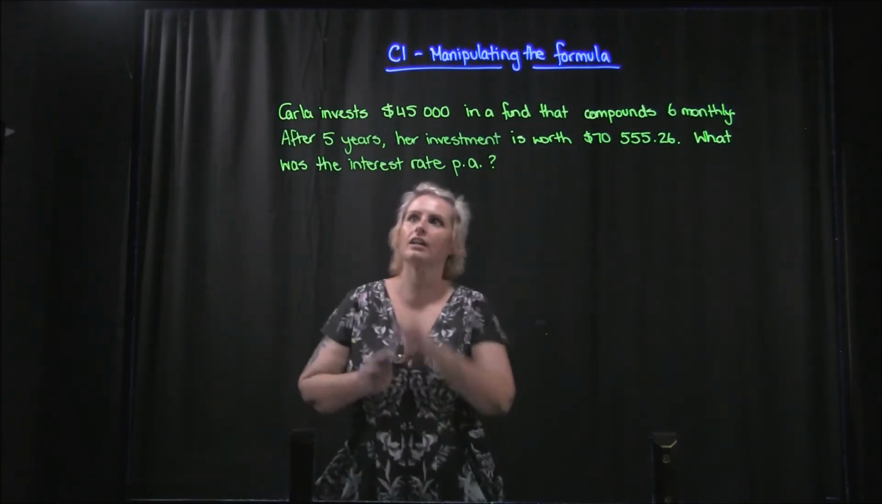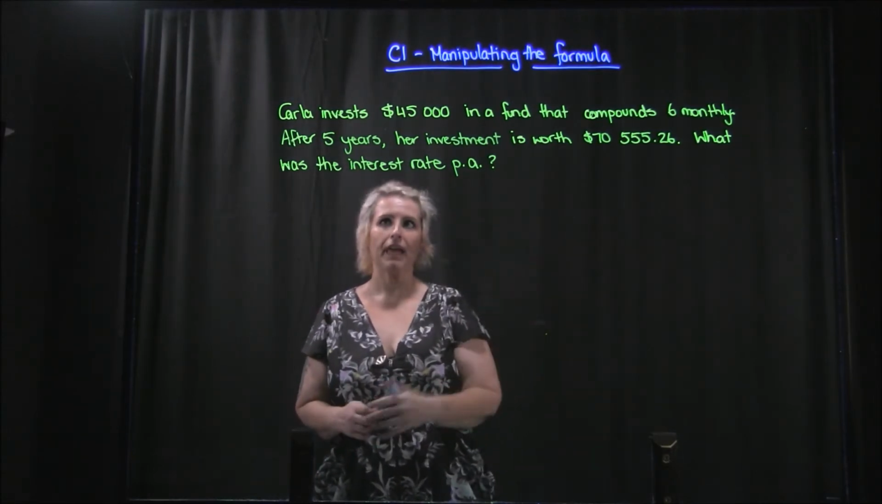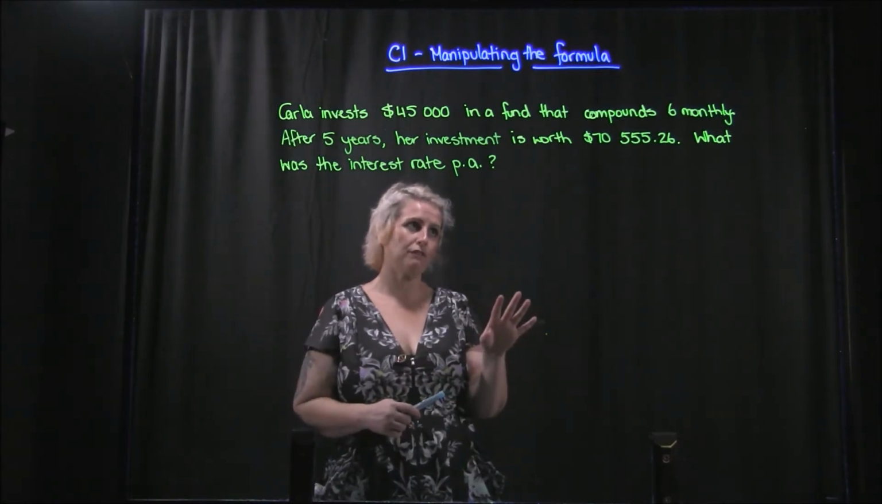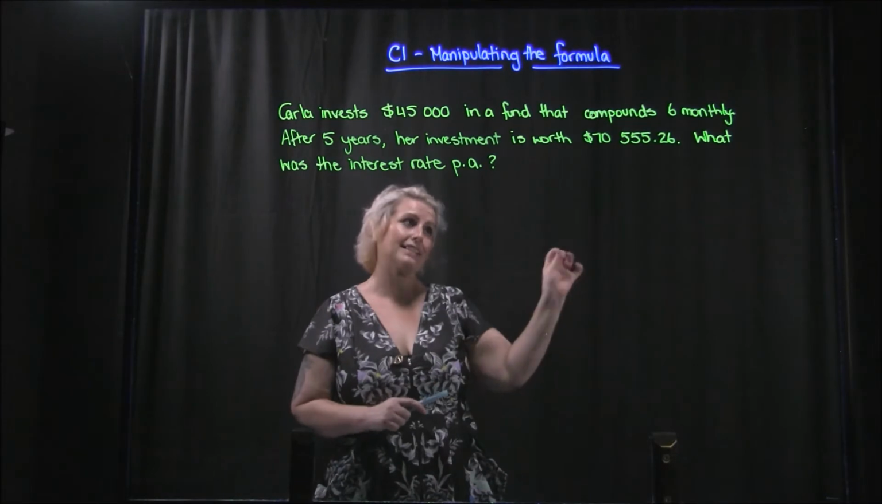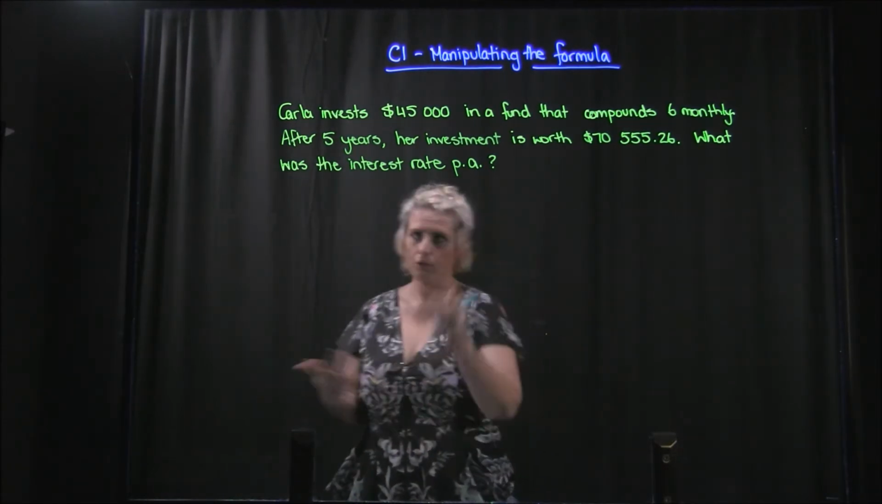So, Carla invests $45,000 in a fund that compounds 6 monthly. So after 5 years, her investment is worth $70,555.26. What was the interest rate per annum? Okay, so the first thing we need to do is write our formula.